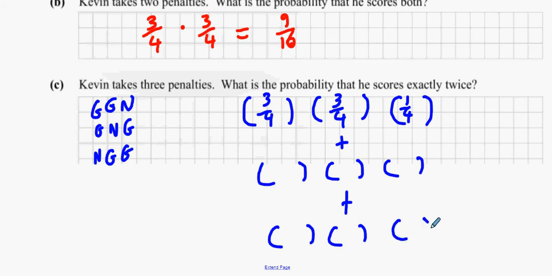Yeah. So, what about the next one? Goal is next one. Yeah. And then finally, 3/4, 3/4. But guys, you put all that into the calculator and it should work out nicely.